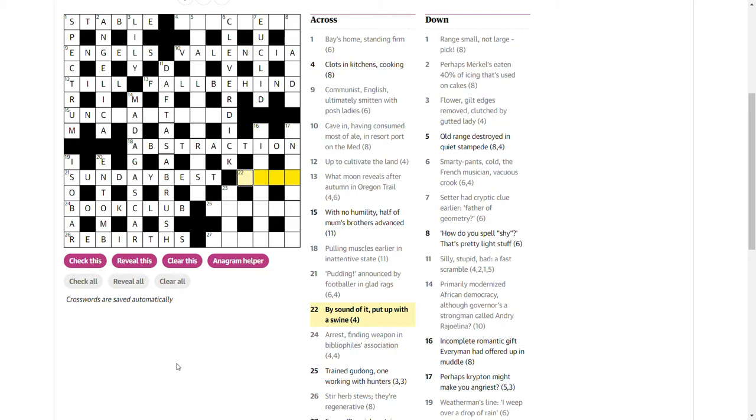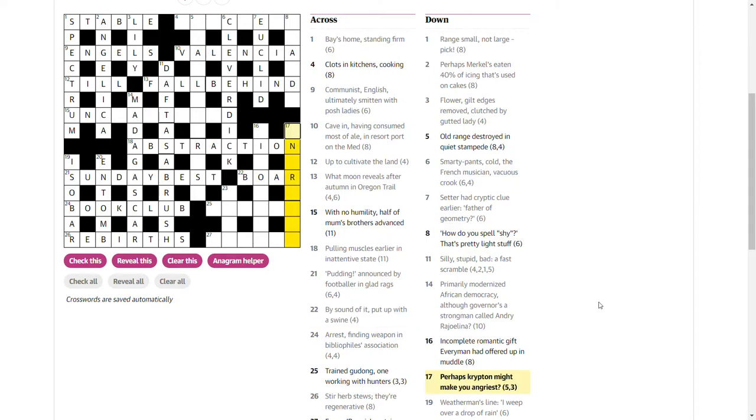By sound of it, put up with a swine. Now, put up with would normally be bear, but that's not a swine. Yeah. Hog. Boar. Boar, put up with. So, it's going to be, what spelling? Yes, it's going to be B-O-A-R, I think. Yeah, but it's the sound of it's near the... Yeah, the sound of it refers to this bit.